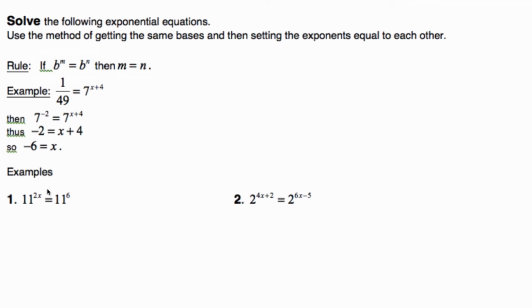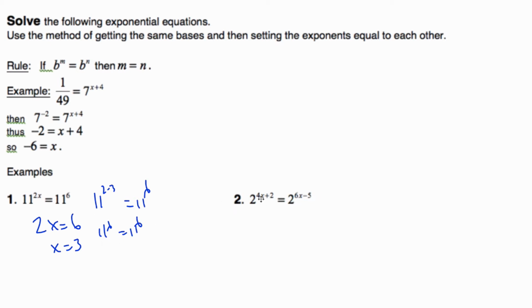Okay, unpaused. Now, if I take a look at this one, in order for these two things to be equal, the bases are the same, so 2x has to be the same as 6. And so I can just make this equation, 2x is 6, and so x is 3. If I check that, that's going to be 11 to the 2 times 3 is equal to 11 to the 6th. Well, 11 to the 6th is equal to 11 to the 6th, which means they have to be equal.